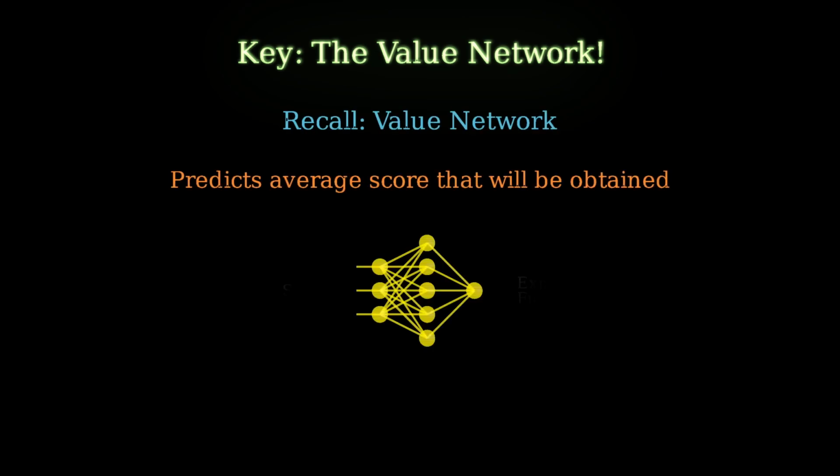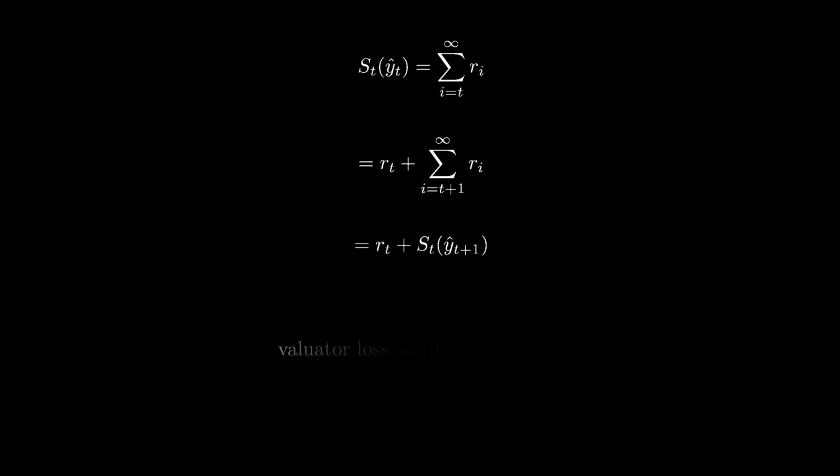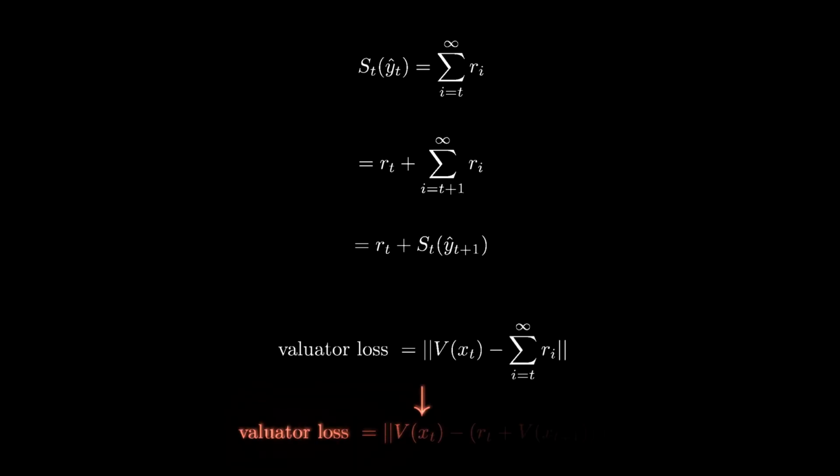Remember, one way of implementing the baseline is to train another valuator network to predict the average score for an input. Well, there is a way to train such a valuator in real time. The trick is to realize that the expected sum of future rewards obeys this equation. The score of the current action is equal to the reward we get from it plus the score of the next action. So rather than training the valuator network to output the sum of future rewards, we can instead train it to satisfy this relationship.